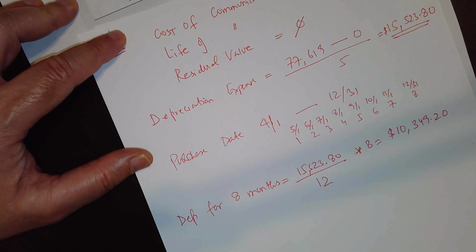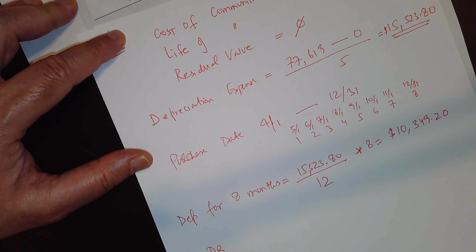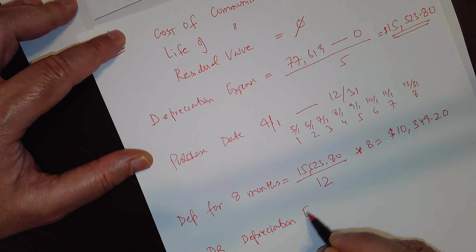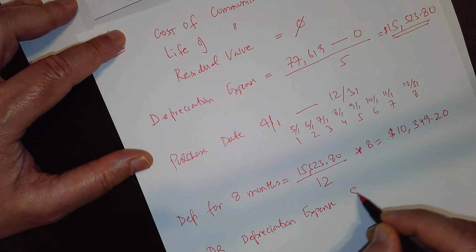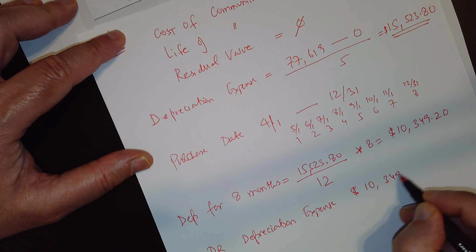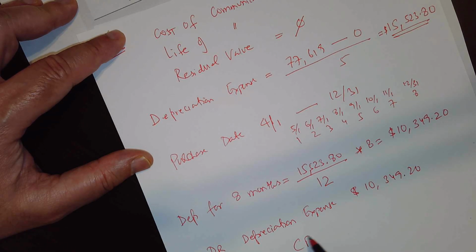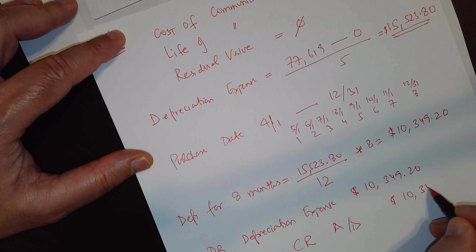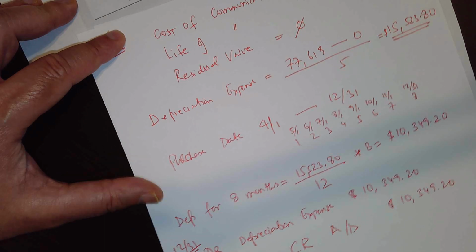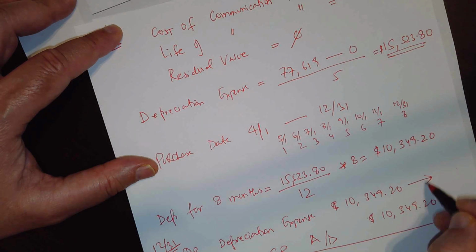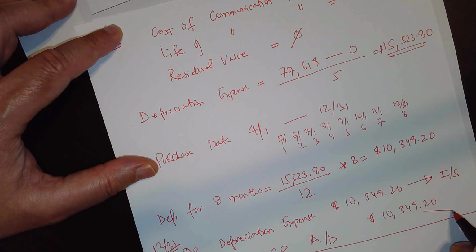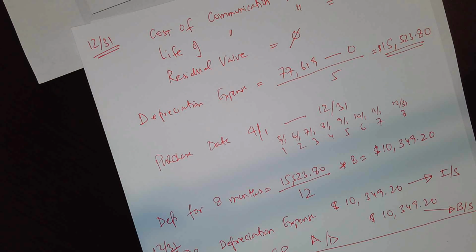And now we're going to debit depreciation expense $10,349.20, and we're going to credit accumulated depreciation for $10,349.20. This we're going to do on December 31st. This piece of information goes to the income statement. This piece of information remains in the balance sheet right next to the asset.